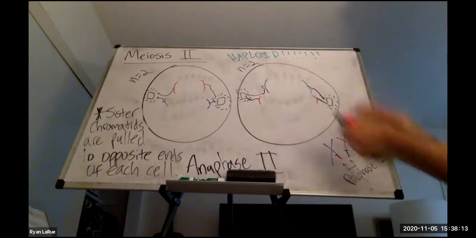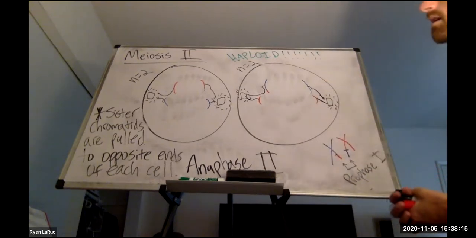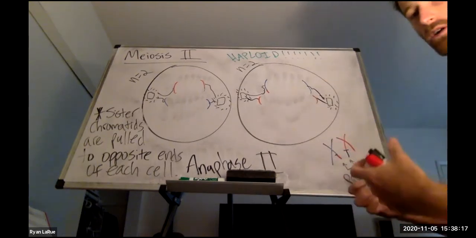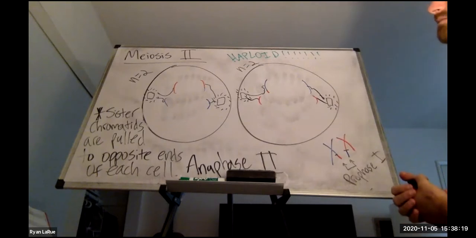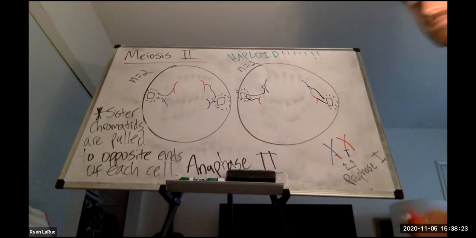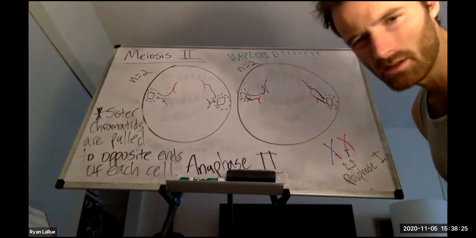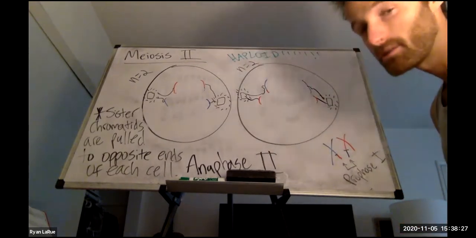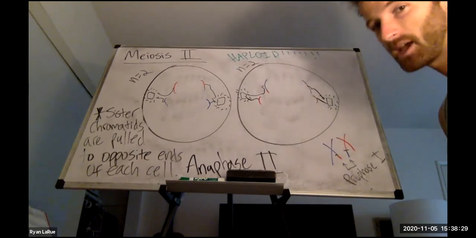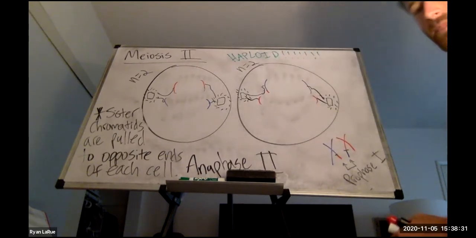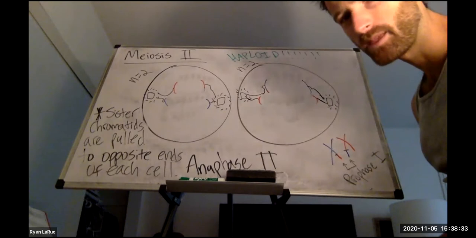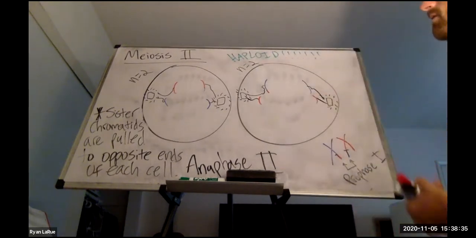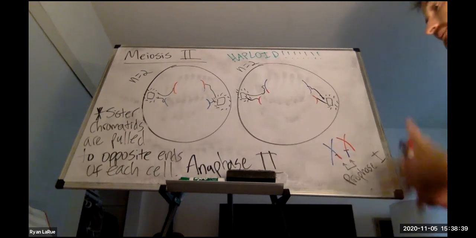So as you can see here, the chromatids are being pulled apart to either end of each one of the cells, just like we see in mitosis. There's a question. They are now single-stranded. You bet. Absolutely. Yep. Awesome. And we're going to see that once we finish this process, because we are now on our last phase.